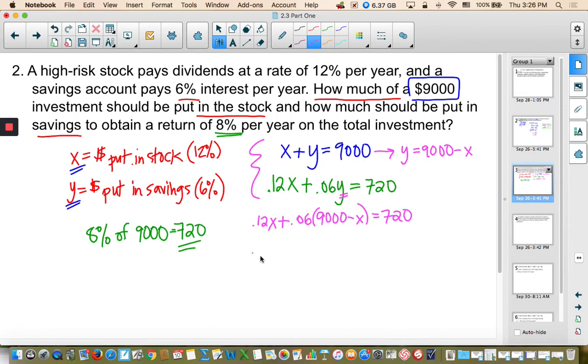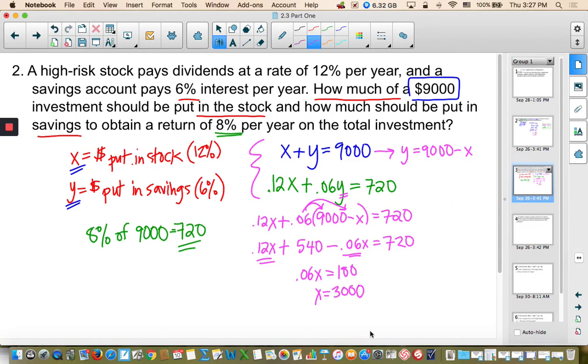I will distribute the 0.06, so I have 0.12X plus this gets distributed to both things. 0.06 times 9,000 is 540, minus 0.06 times X is 0.06X, equals 720. Combining like terms, I will combine the 0.12X minus 0.06X to get 0.06X. Since I'm running out of room, at the same time, I will subtract 540 from each side. That would give me 180. And then I'll use my calculator. I'll divide both sides by 0.06, and I will get 3,000.